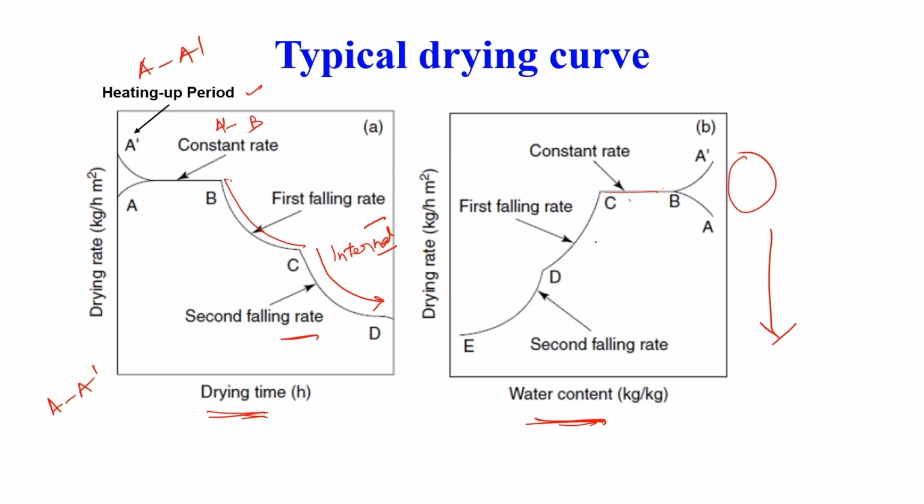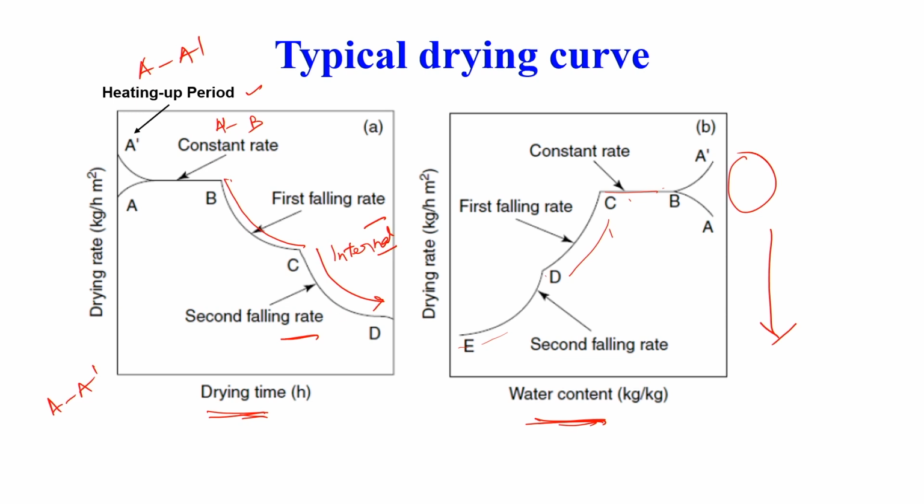Now, C to D is the first falling rate. Here you again see a decrease in the drying rate, and one can read the value of the water content. And finally, when it goes further down, this corresponds to the second falling rate.